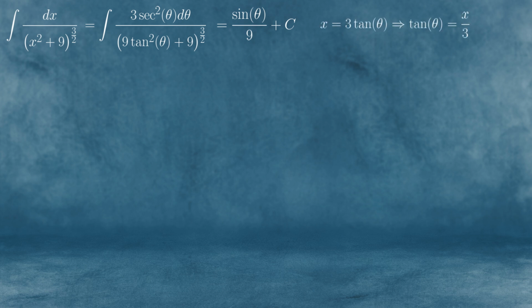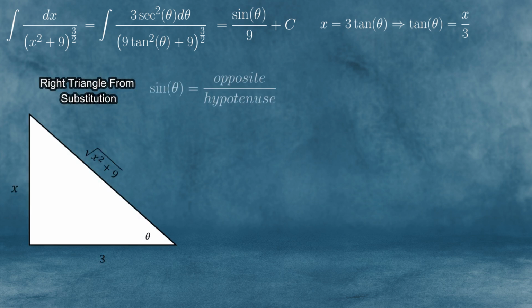But now, in order to solve the original integral, we need to be able to solve it in terms of x. Now, remember that x is equal to 3 tangent of theta. Thus, tangent of theta will be equal to x over 3. Therefore, we have everything we need for our right triangle. And we can do the proper substitution knowing that the final result is x over 9 times the square root of x squared plus 9 plus c.